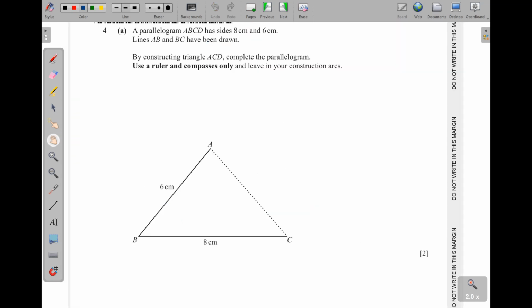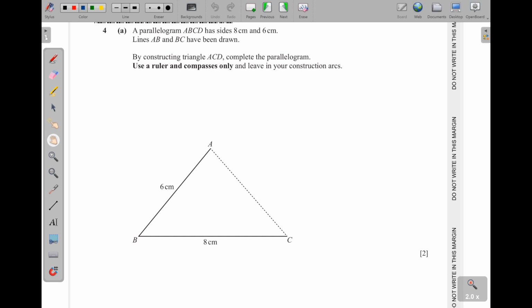Question 4, part A. A parallelogram ABCD has sides 8 centimeters and 6 centimeters. Lines AB and BC have been drawn for you. So by constructing triangle ACD, complete the parallelogram. Use a ruler and compasses only and leave in your construction arcs.